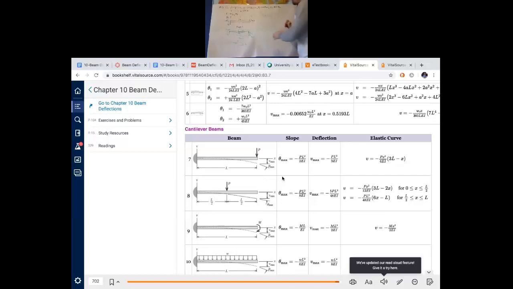We're going to put the general equation here, and we're going to say Vmax is equal to minus PL cubed over 3EI. So this is the general equation. Does that make sense?